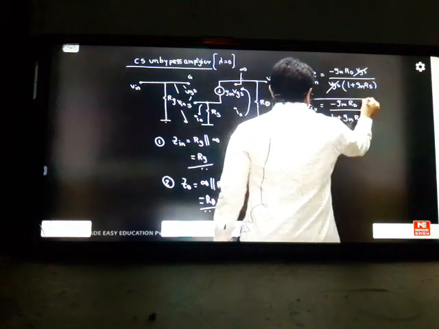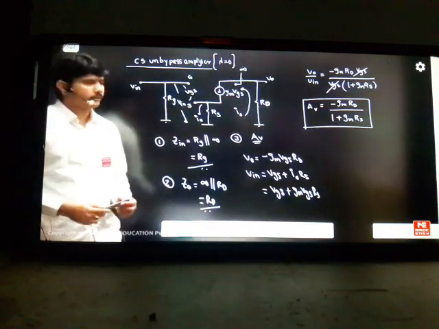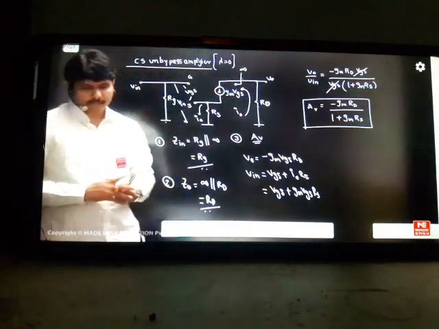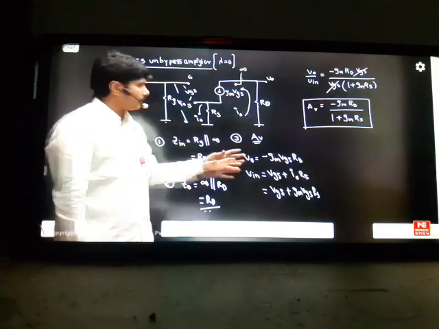See the beauty. Whatever the BJT formula we studied, the same gain formula we are getting here also. There it is RC, here it is RT; there it is RE, here it is RS. Both formulas will be same. So this is the style here. We completed all the characteristics.